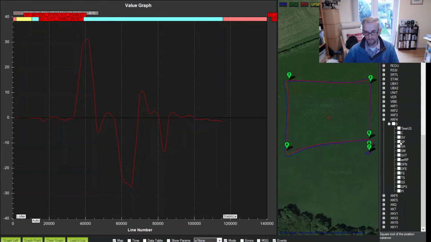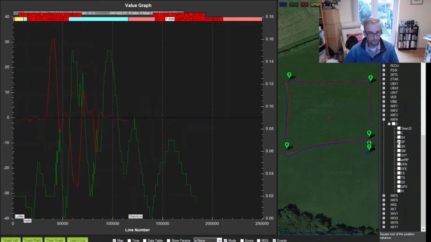So first of all, let's look at the position variance. I'm going to do this side. And you can see the position variance is actually not too bad. The copter is roughly where it is supposed to be. 0.14 is much, much less than 1, so that's good.